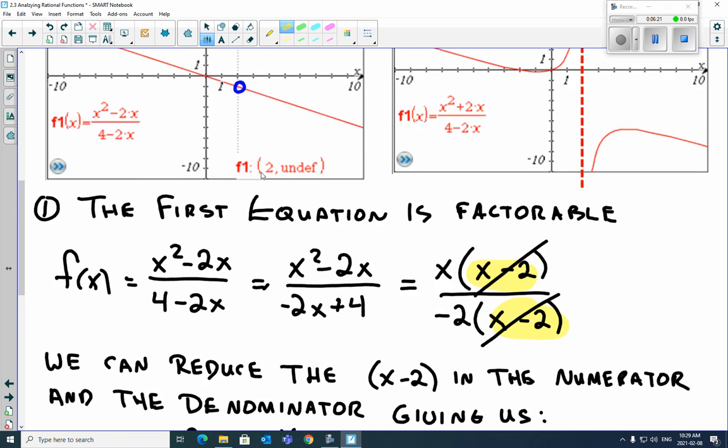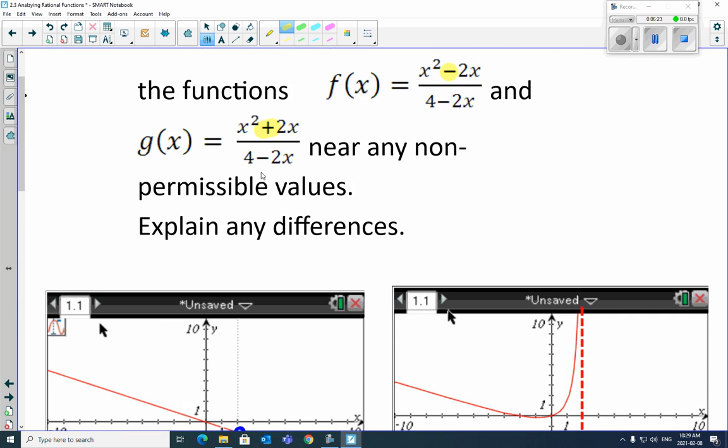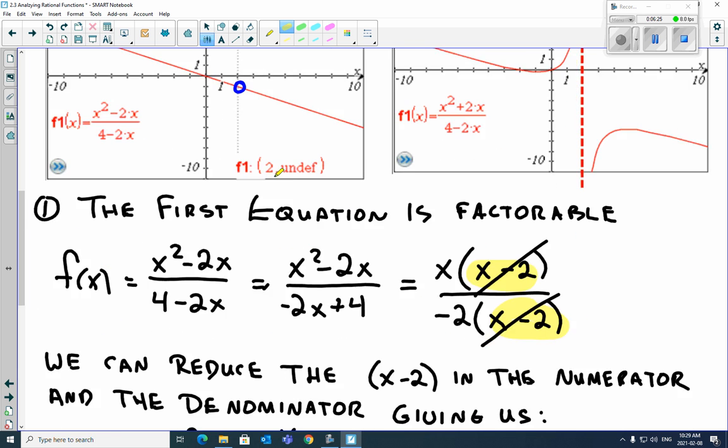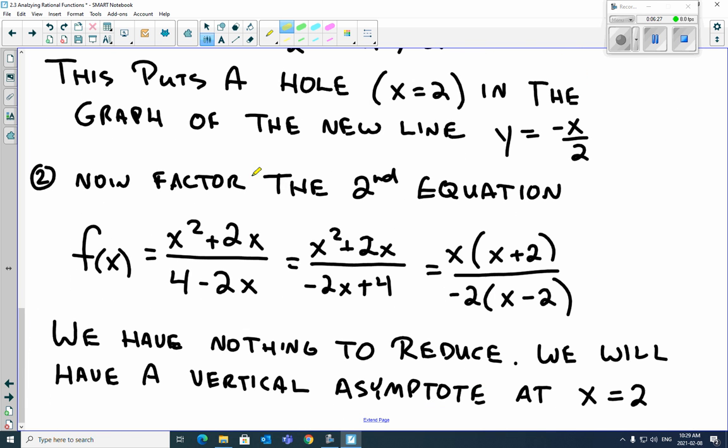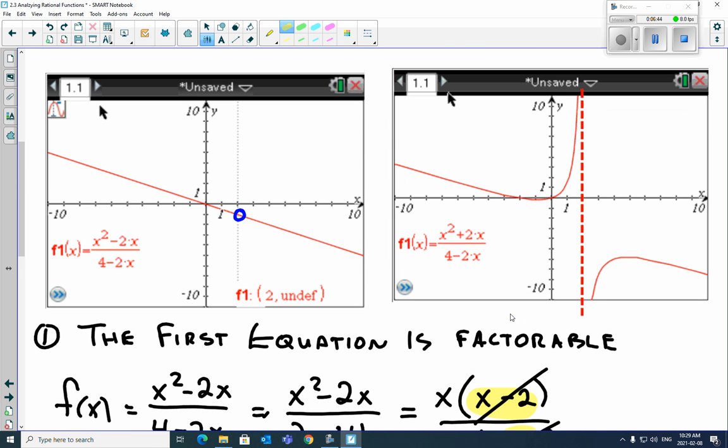Okay, now, second one. The only difference again was this one's positive. So let's go back and see what we can do here. Now factor the second one. When we factor it all down, oh look, nothing can be reduced. So there's nothing to reduce. But where's our vertical asymptote? Oh look, right? What number do we plug in there to make that 0? We plug in a 2. That's going to be our vertical one, right there.